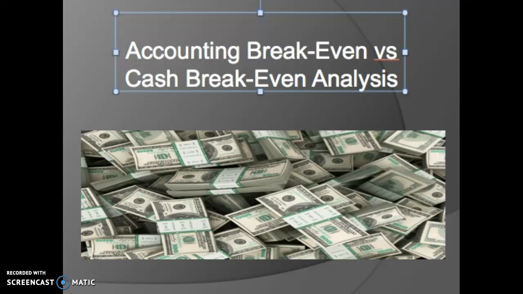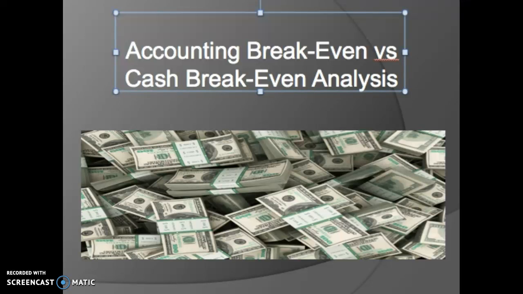A solution strategy when it comes to determining the accounting break-even quantity: we use the following equation. That is Q equals F divided by P minus V. So F is the total fixed costs, P is the sale price per unit, and V is the variable cost per unit.